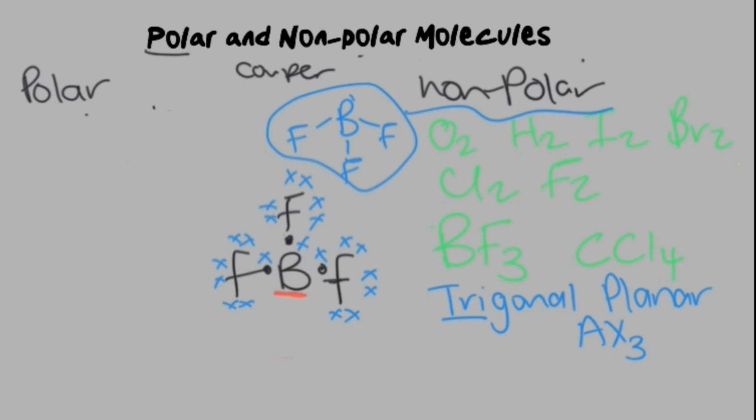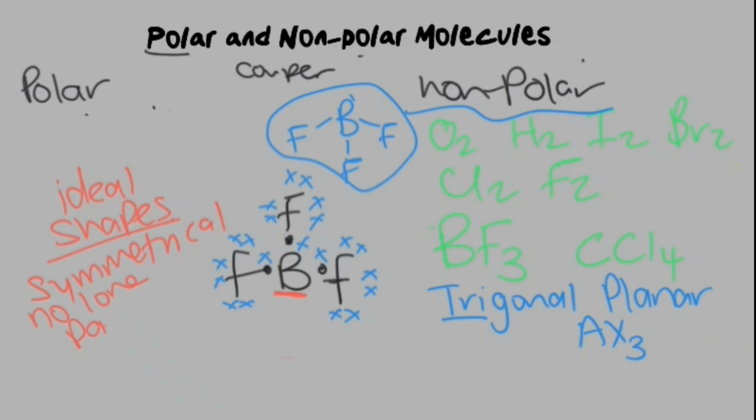Now, molecules that form ideal shapes are said to be symmetrical. So in explaining nonpolar molecules, you always need to look at what shape it forms. If it does form an ideal shape, you need to name that shape and then explain that the shape is symmetrical as there are no lone pairs on the central atom.